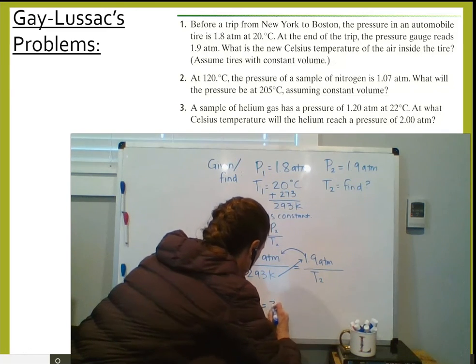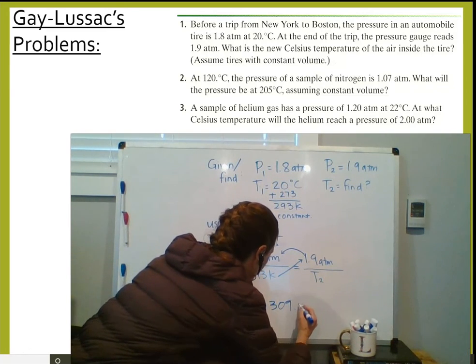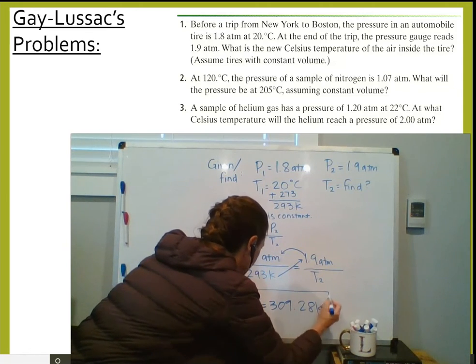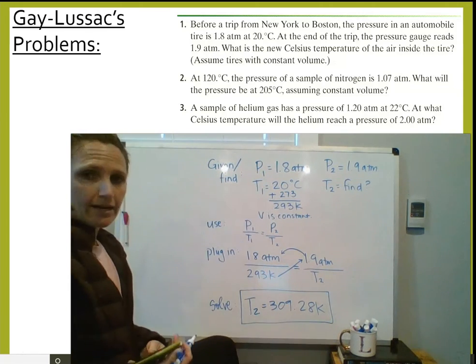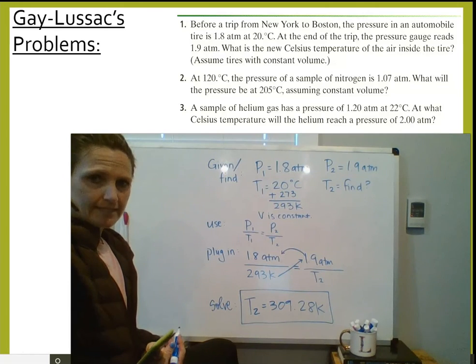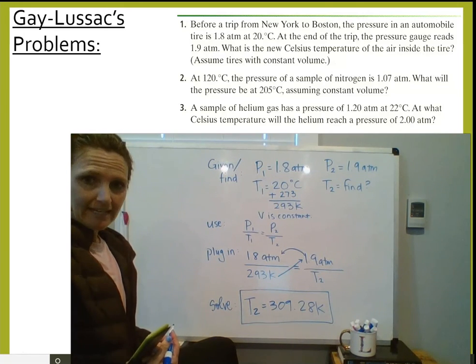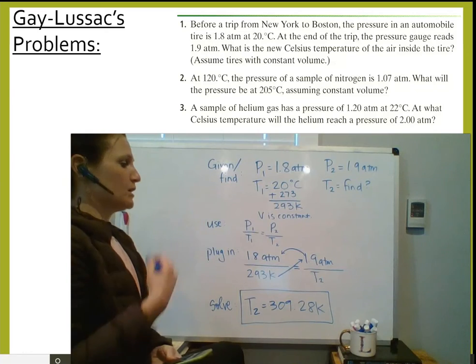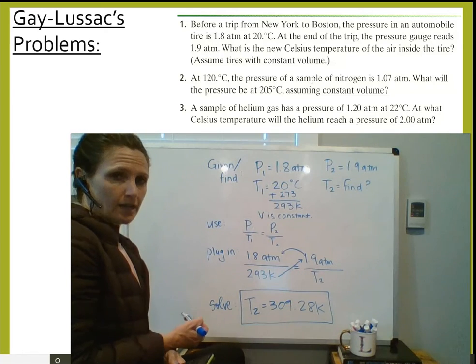T2 equals 309.28 Kelvin. Is that a higher temperature? Yes, it is. Is that what I expected? Yes, I did. So now I feel pretty good about this answer. I feel good about boxing it. I feel good about writing it in the box on the test.